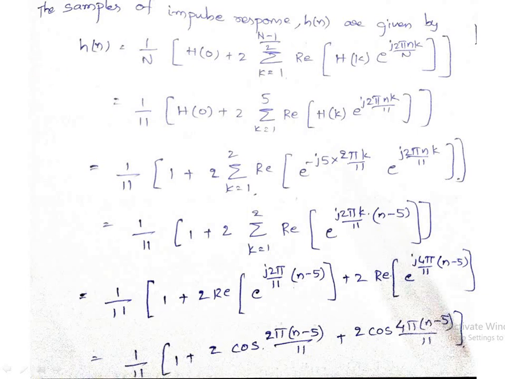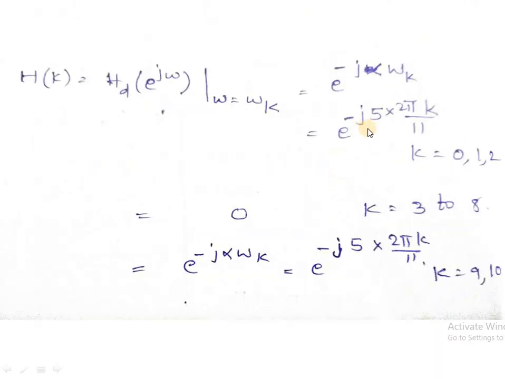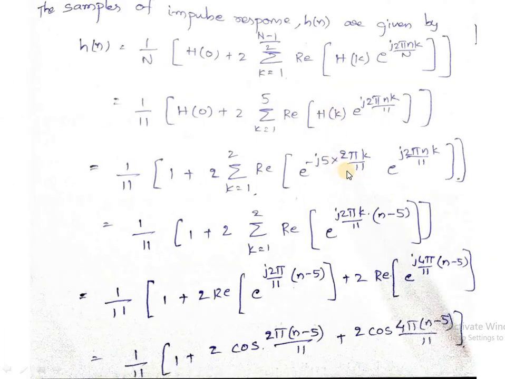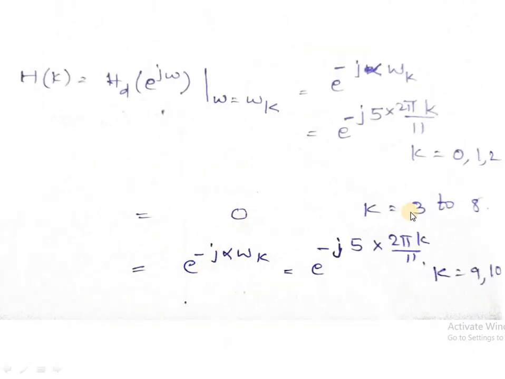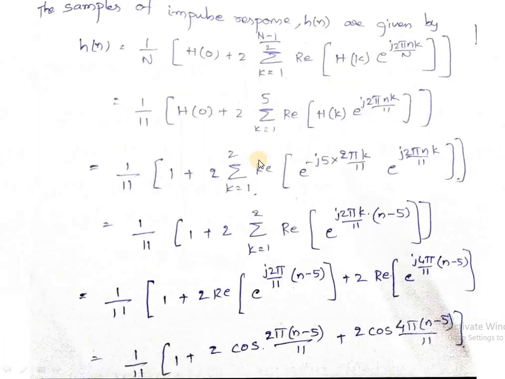And here I also see some interesting representations where h of k is equal to e power minus j 2 pi k by 11, therefore I substitute it with h of k here, and this can be identified as 2 pi n. I have also changed the limits of this k from 1 to 5 to only 1 to 2, because the rest of the values from 3 to 5 are equal to 0 and exist only for 0, 1, 2 in this case.